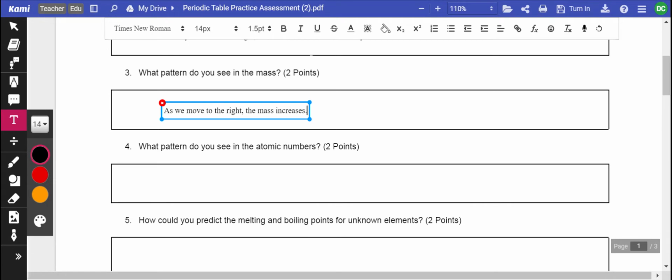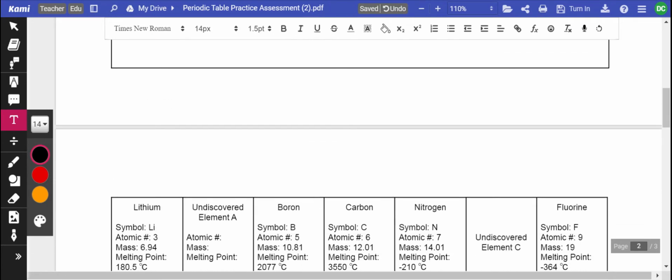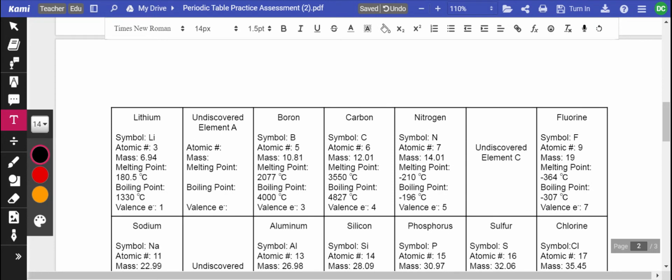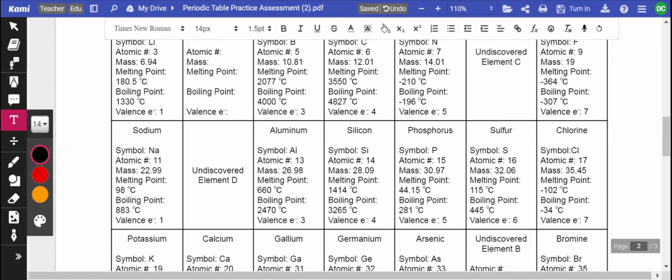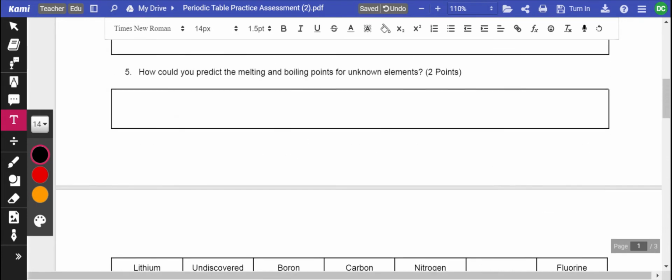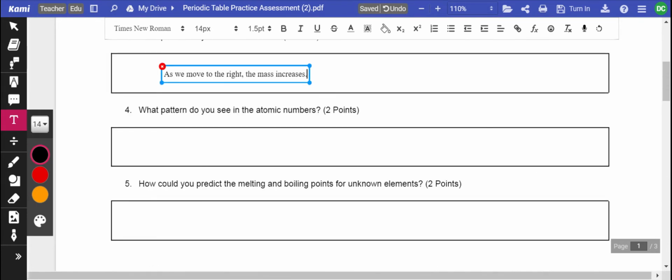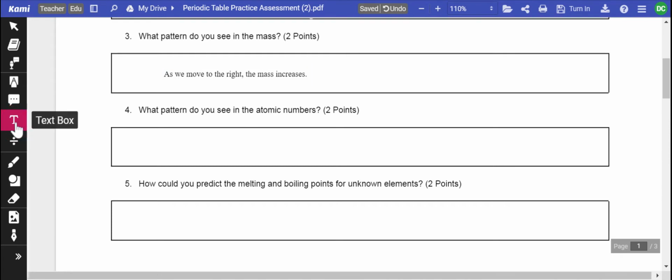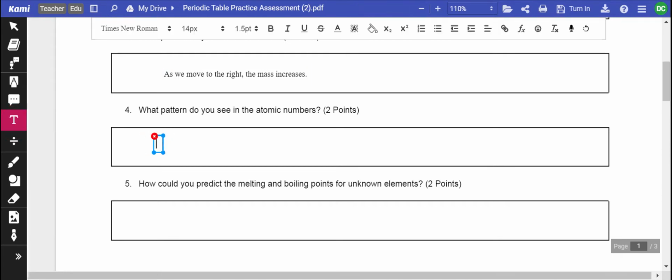Number 4, what pattern do you see in the atomic numbers? The atomic numbers are 3, 5, 6, 7, 9, 11, 13, 14, 15, 16, 17. So similar to the valence electrons, as we move to the right, the atomic numbers increase by 1.